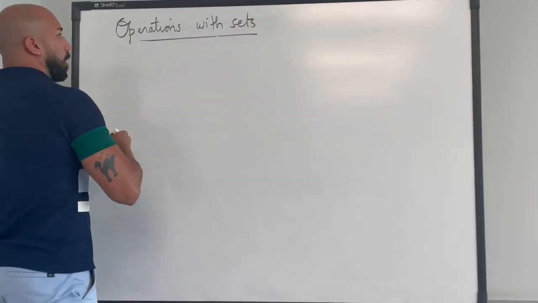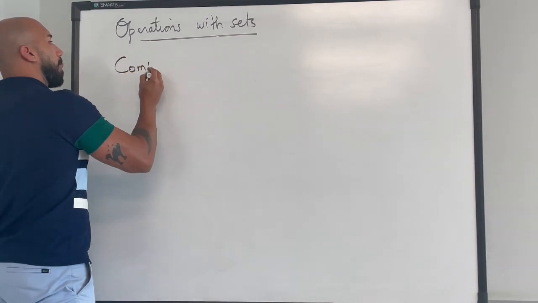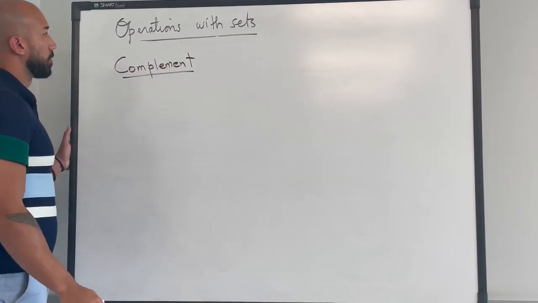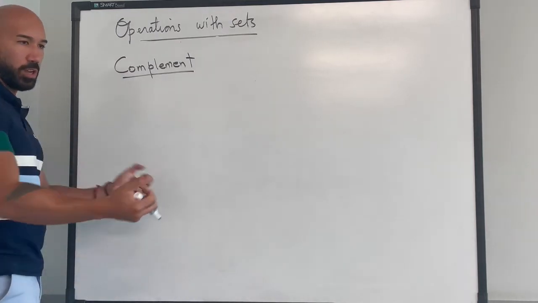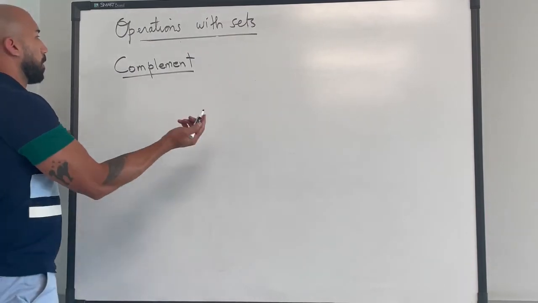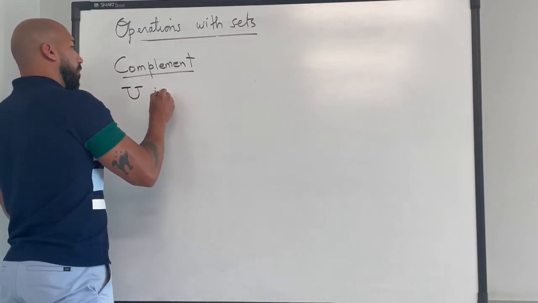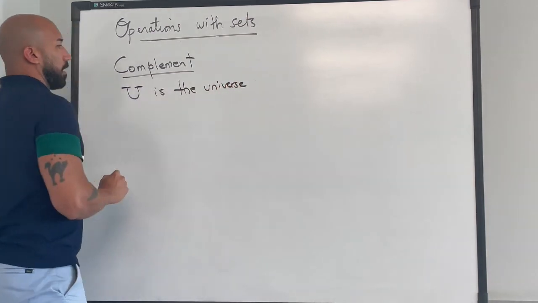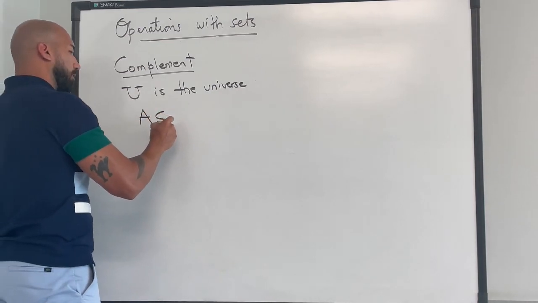Okay, well, the next operation that we are going to introduce is the complement. So the two previous operations were binary operations, which means that we use two sets to operate with, but the complement only needs one set. So again, U is the universe, okay, and A is a subset of U.